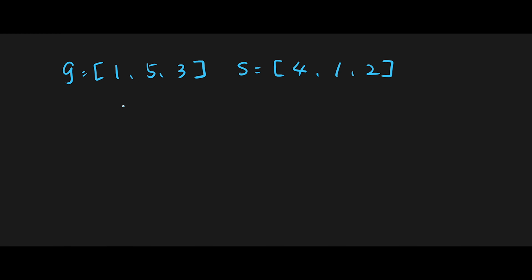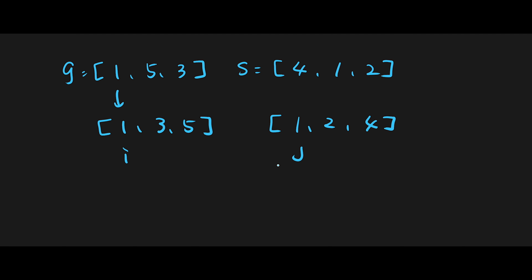So I think it's a good idea to sort both arrays and check from the small numbers. In this case, g should be 1, 3, 5, and s should be 1, 2, 4. Then this is the i index and this is the j index. Every time, first of all, we check both index numbers, and if they are less than the length of each array, we continue.